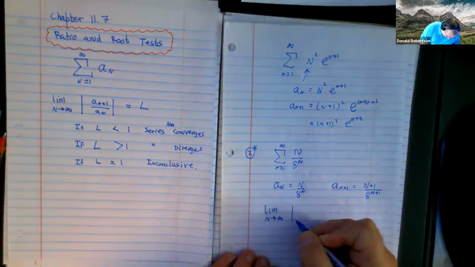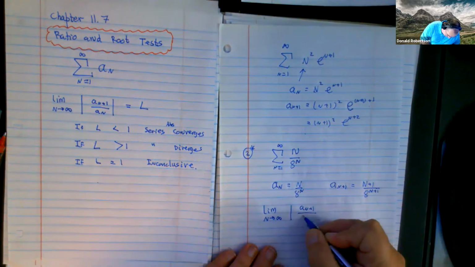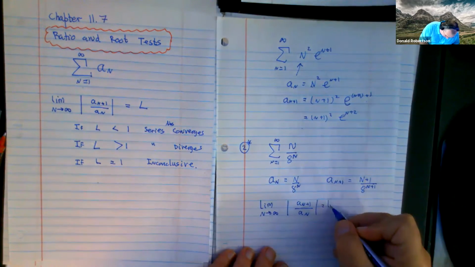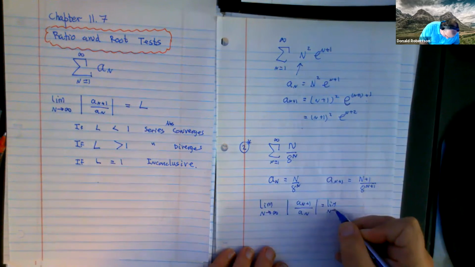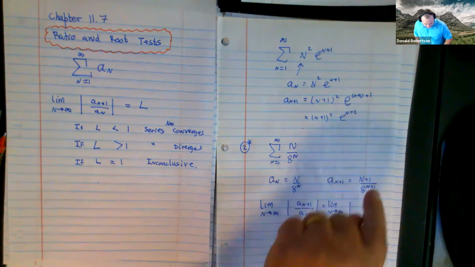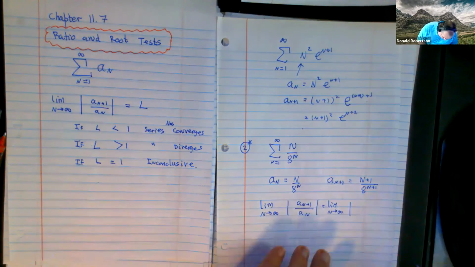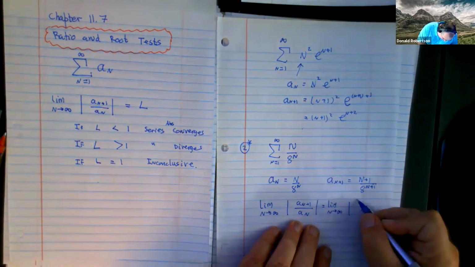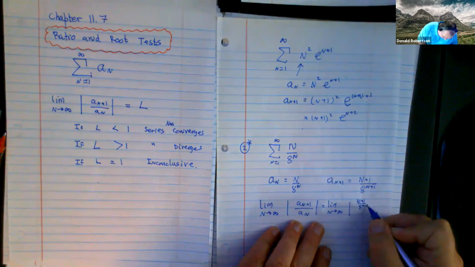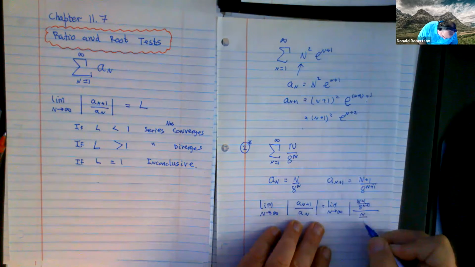Absolute value of a_n plus 1 over a_n. In this case, it gets really ugly because aren't both of these fractions, and we're taking a fraction and dividing it by another fraction. And so that's going to look like this. It's going to be a_n plus 1, which is this guy, all over a_n, which is this guy.